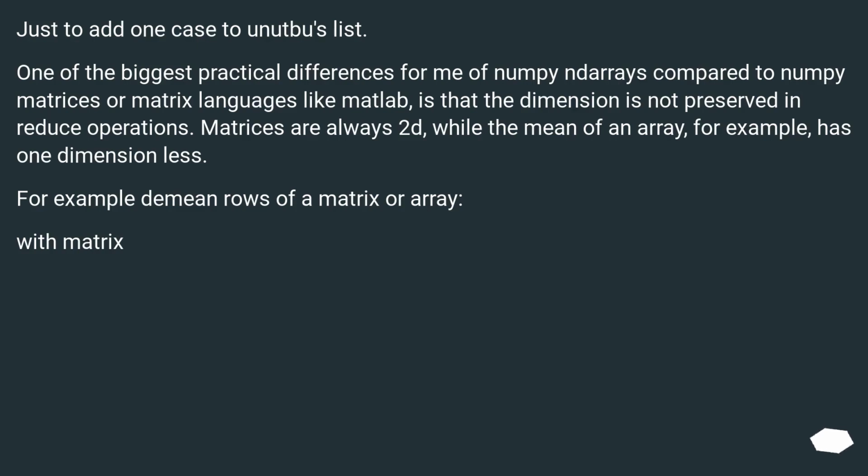Just to add one case to unutbu's list. One of the biggest practical differences for me of numpy ndarrays compared to numpy matrices or matrix languages like MATLAB, is that the dimension is not preserved in reduce operations. Matrices are always 2D, while the mean of an array, for example, has one dimension less. For example, demean rows of a matrix or array.